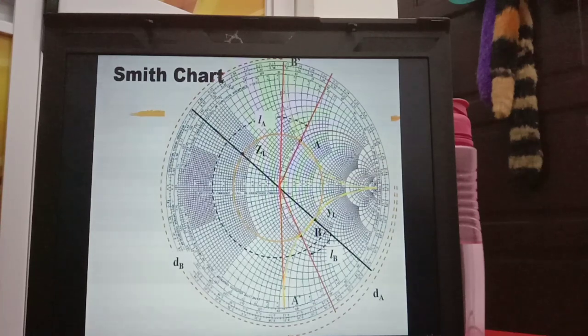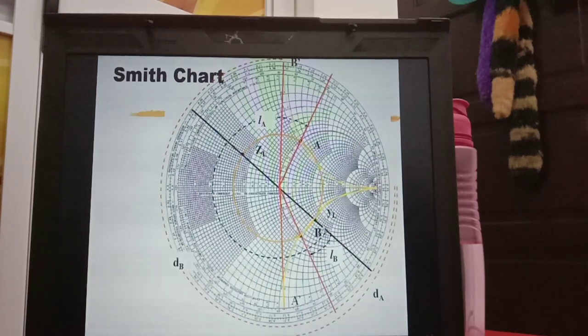And the distance between point A and the load or the antenna is given by the distance LA from here all the way to point A. We can read the distance using the scale at the circumference of the Smith chart. Use the wavelength towards generator to find the distance LB from here to here, and also to find the distance LA from here all the way to here. Yeah, the line connecting point A to the circumference.